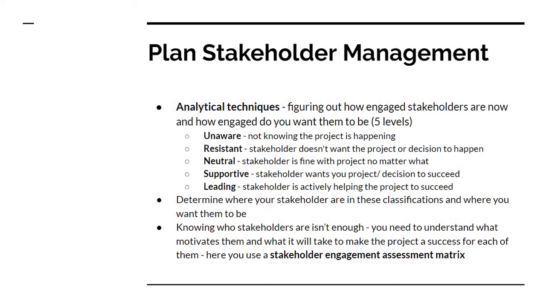From there, you have resistant, which means your stakeholder doesn't want the project that you have planned to happen. And then in the middle, we have neutral, which just means your stakeholder is fine with the project regardless. They're just kind of okay with it, whatever. And then from there, we have supportive and then up to leading. Leading eventually leads to your stakeholders actively helping the project to succeed.